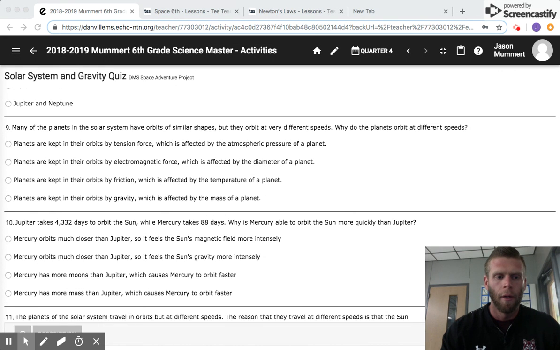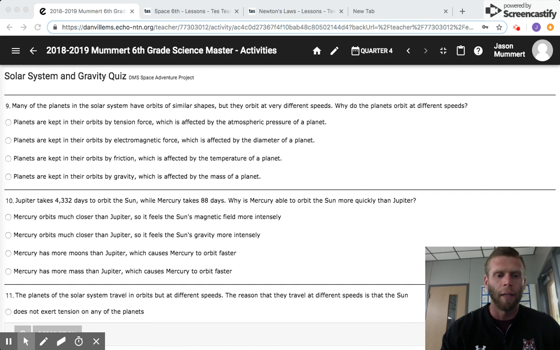Question 9. Many of the planets in the solar system have orbits of similar shapes, but they orbit at very different speeds. Why do planets orbit at different speeds? Planets are kept in their orbits by tension force, which is affected by the atmospheric pressure of a planet. Planets are kept in their orbits by electromagnetic force, which is affected by the diameter of a planet. Planets are kept in their orbits by friction, which is affected by the temperature of a planet. Or planets are kept in their orbits by gravity, which is affected by the mass of a planet.